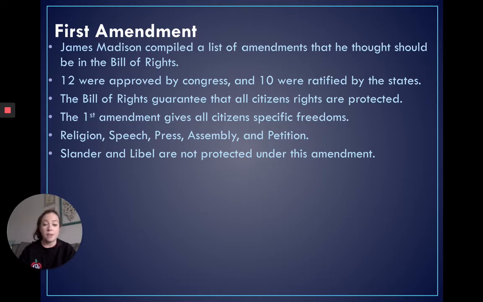The Bill of Rights are rights that all citizens, if you're a U.S. citizen, you're guaranteed and you're protected. The First Amendment gives citizens specific freedoms: freedom of religion, speech, press, assembly, and petition. All of these are really important, especially religion, because a lot of people came from Europe to the Americas looking for religious freedom, and they wanted to protect that when they were creating their new government.